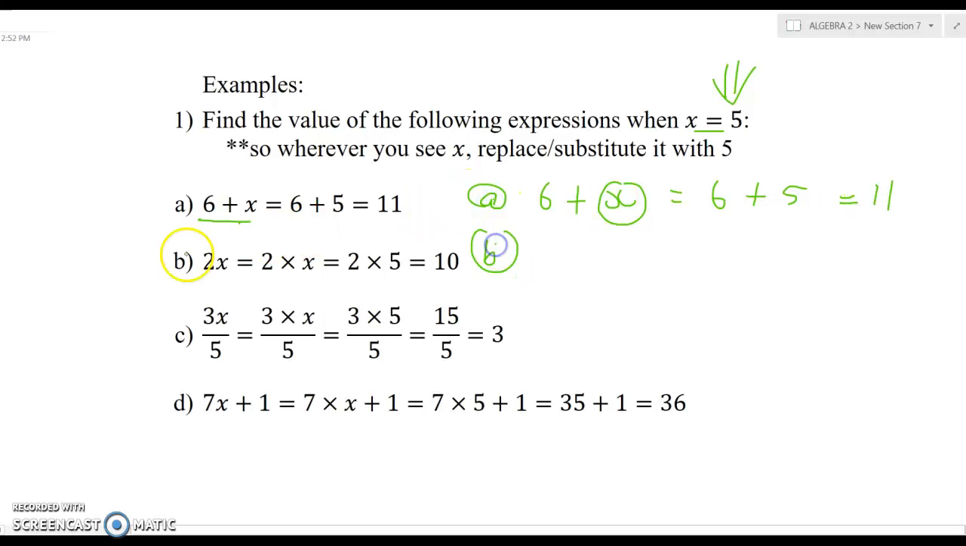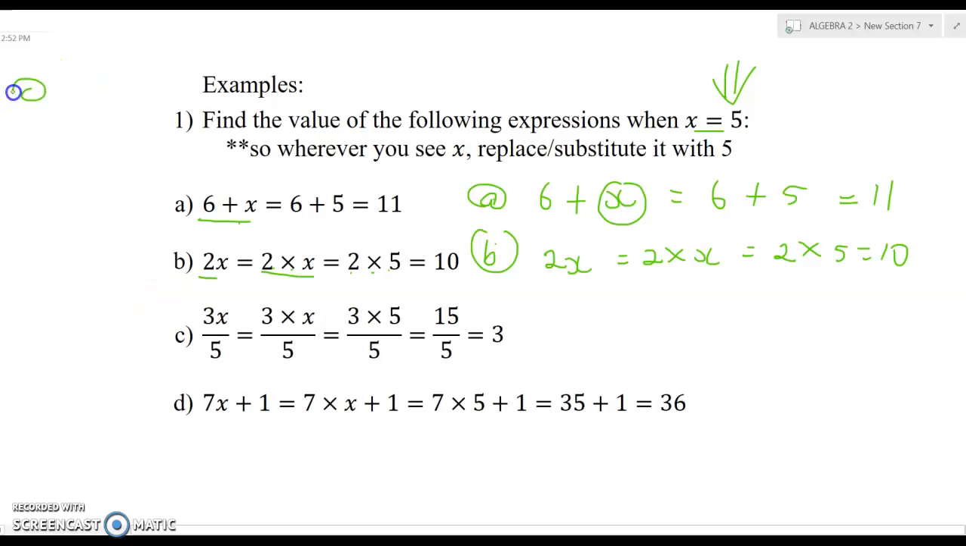And then B. So 2x. Remember that 2x is the same as 2 multiplied by x. So wherever we see the x, you're going to replace it with, or substitute it with the 5. So we get 2 times 5, which is 10. So 2x, remember 2x is 2 times x. So 2 times, and the value for x they gave us was 5, so that's 10.